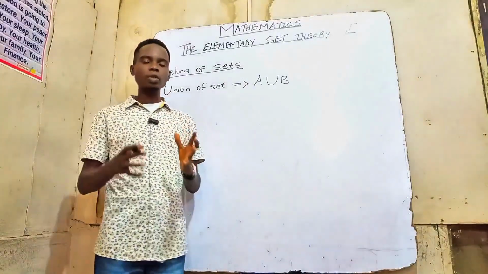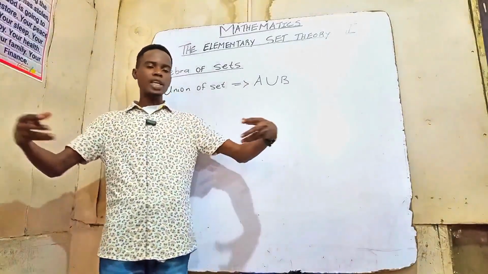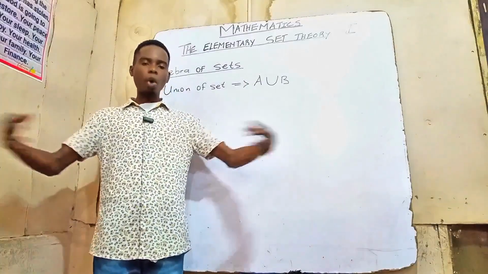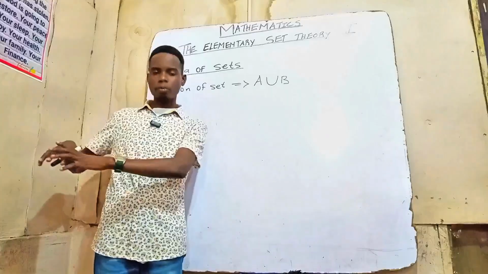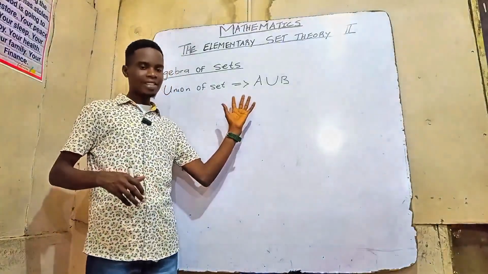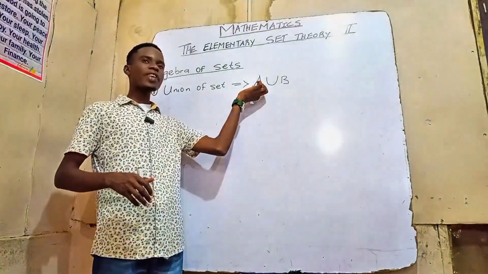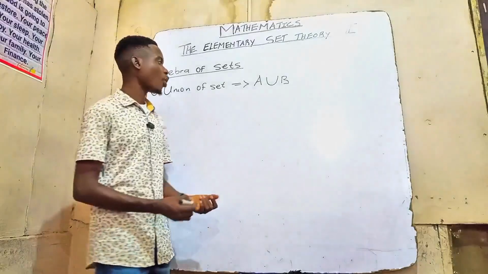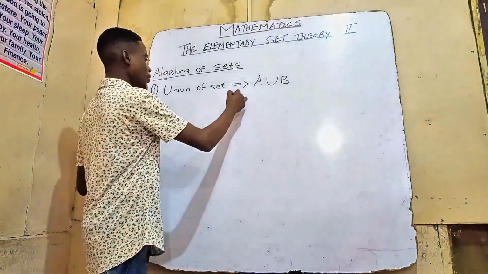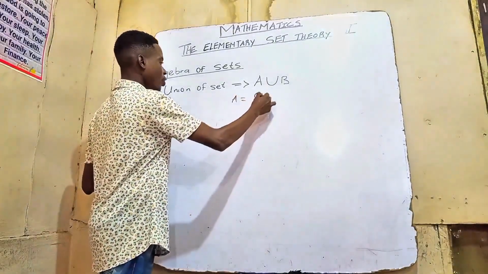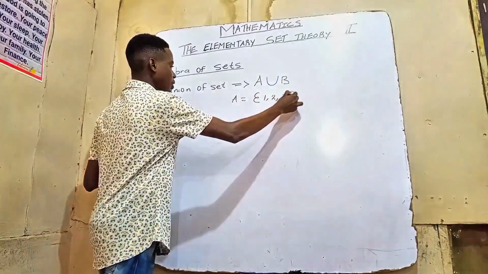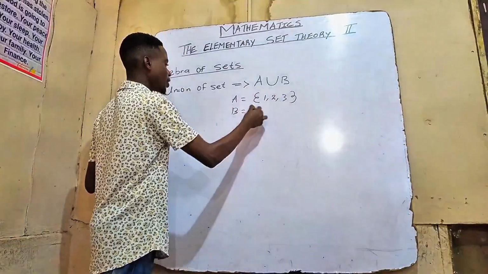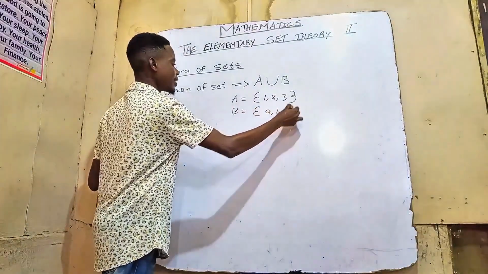You know that in marriage, a union is the coming together of both man and woman. The combination of both of them forms what we call a couple. But in sets, when all the elements of A and B join together, that is what we call the union of sets. Let's take an example. Set A is 1, 2, 3. Set B is A, B, C.